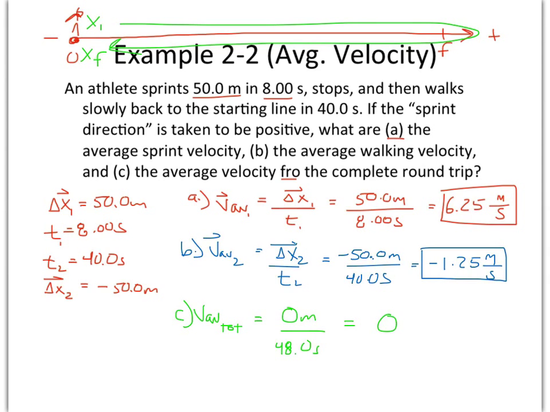So on average, for the whole trip, he has a velocity of 0 meters per second because he makes just as good of time as somebody standing there at the starting line the whole time, because he winds up back at exactly the same place. So that's our first example on average velocity.